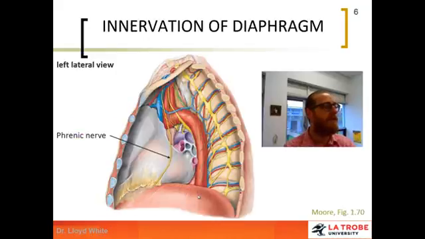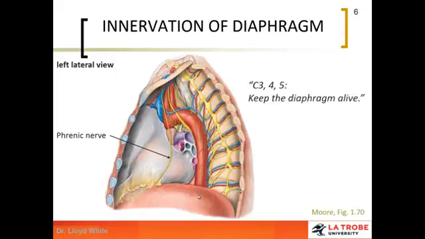Now, the bulk of the diaphragm is innervated by the phrenic nerve, and the phrenic nerve is originating from up in the cervical region. So, handy little mnemonic is that C3, 4, 5 keep the diaphragm alive. And this occurs because the diaphragm starts its development up in the cervical region and becomes lower and lower and lower as the embryo develops, and dragging with it the phrenic nerve all the way down.